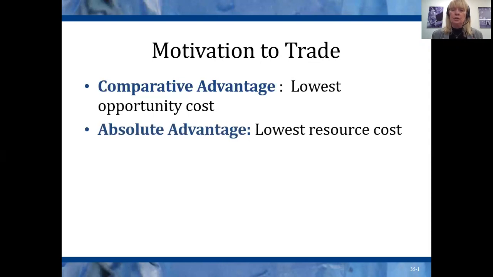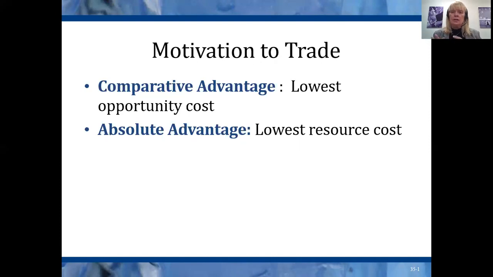Absolute advantage, on the other hand, is what we were just talking about. Absolute advantage comes from lowest resource cost. So if I can build this for $20 and you can build it for $10, you have the lowest resource cost. So you have the absolute advantage. Does that mean necessarily that you also have the comparative advantage? It's really two different ways of considering cost. If I can build it for 20, but you can build it for 10, you absolutely have the lowest resource cost and you have the absolute advantage.